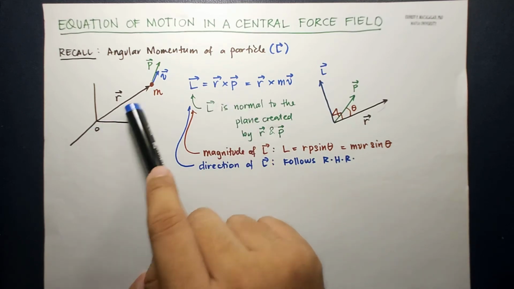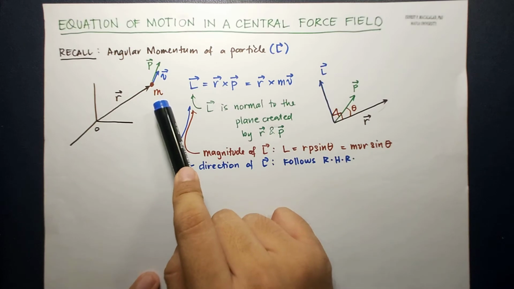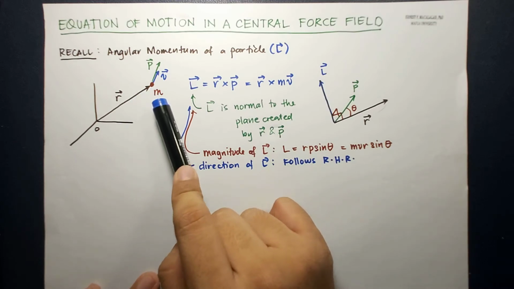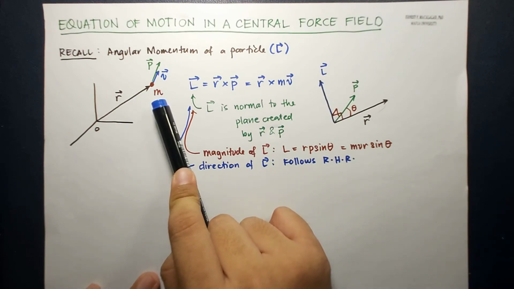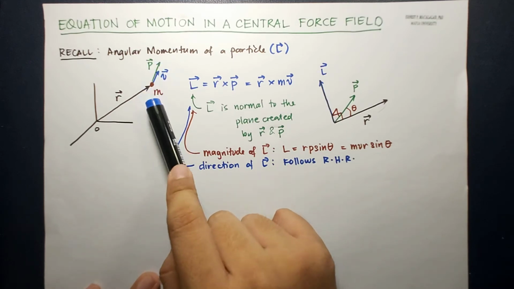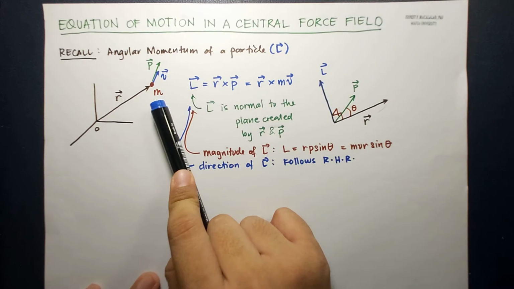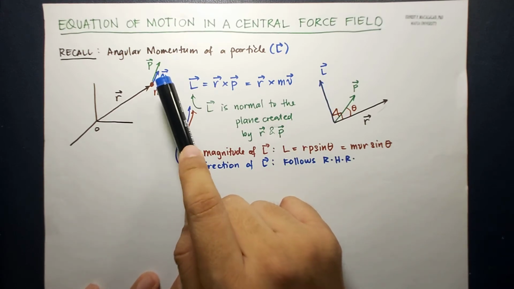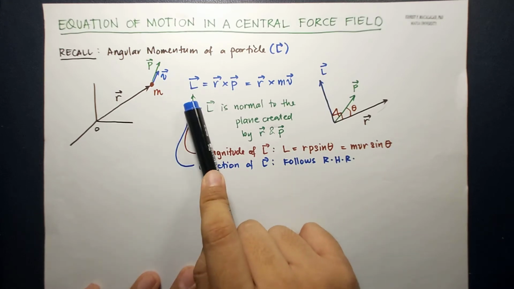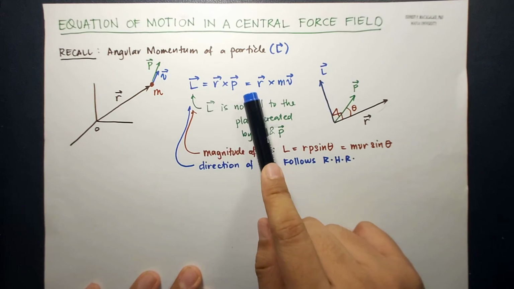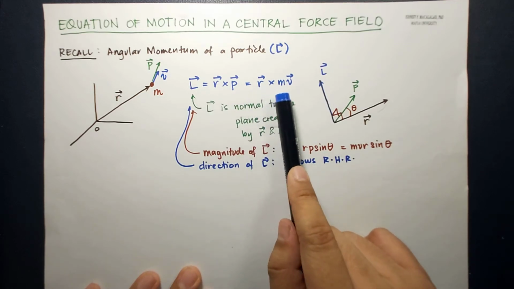So, for example, we have a particle of mass m, defined by the position vector r, and let's say this mass has momentum p, which is defined by the linear momentum, the product of the mass of your particle and the linear velocity of your particle. So the angular momentum is position cross linear momentum, or that's also equal to r cross mv.